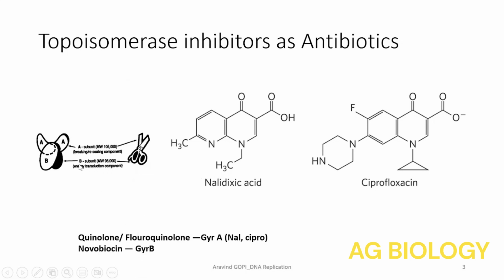DNA gyrase has two domains. One is gyrase A, which does the breaking and resealing, and then another domain, gyrase B, which does the energy transduction. Novobiocin is the molecule which targets the energy transduction, whereas ciprofloxacin, nalidixic acid, the quinolone and fluoroquinolone derivatives, target the gyrase A domain.